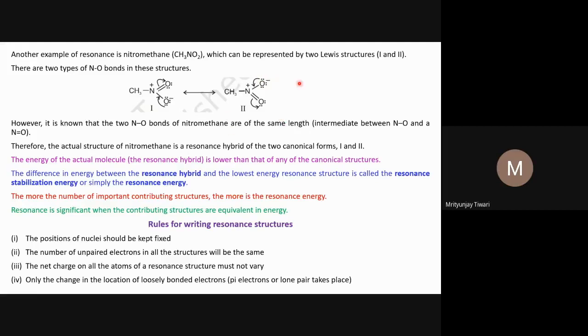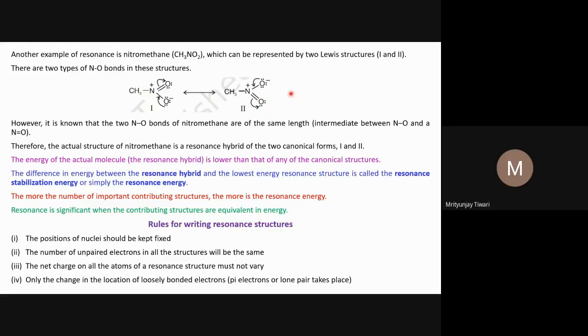So what do we see? There are two types of nitrogen-oxygen bonds in this structure, one double bond and one single bond. However, it is known that the NO bonds of nitromethane are of the same length. In this structure, we should expect this nitrogen-oxygen bond length to be smaller than this nitrogen-oxygen bond length, because this is a single bond and this is a double bond.